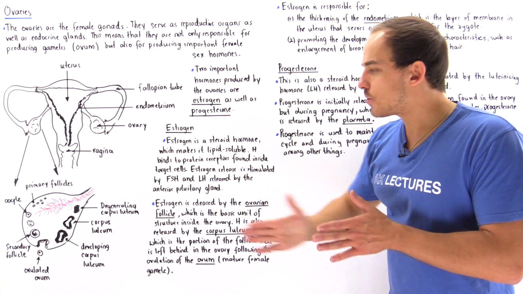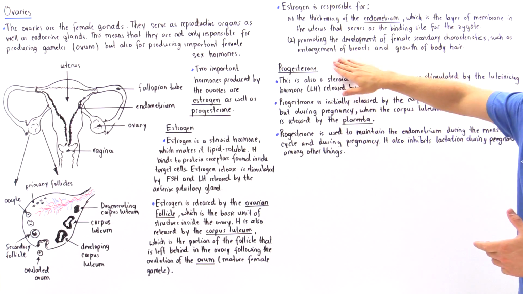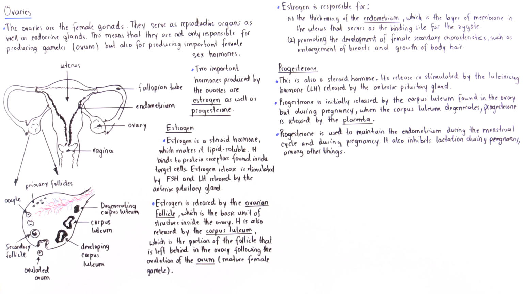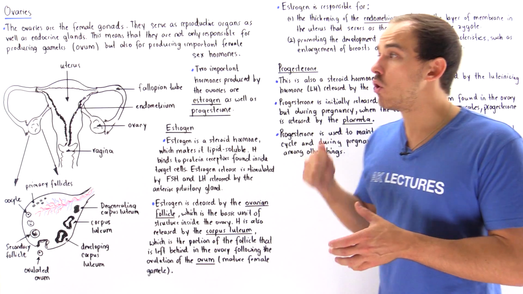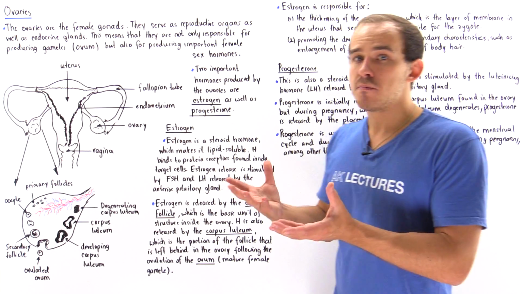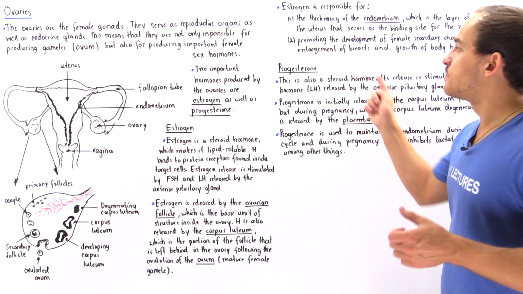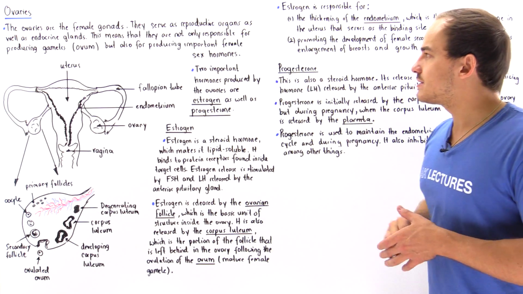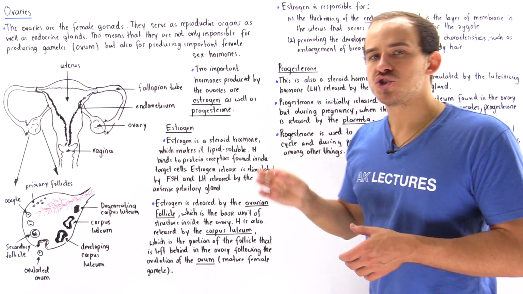Now, the second purpose of estrogen is basically to promote the development of female secondary sex characteristics, such as our enlargement of breasts, as well as the growth of body hair in different parts of the body. It also is responsible for increasing the muscle mass and bone mass of women. Now, let's move on to the other type of female sex hormone known as progesterone.